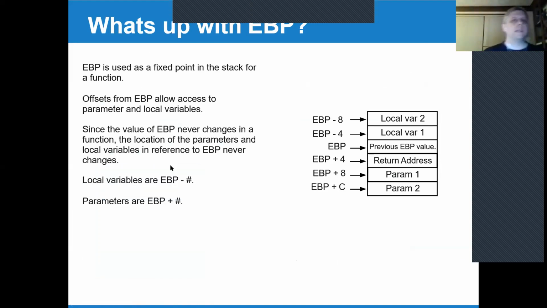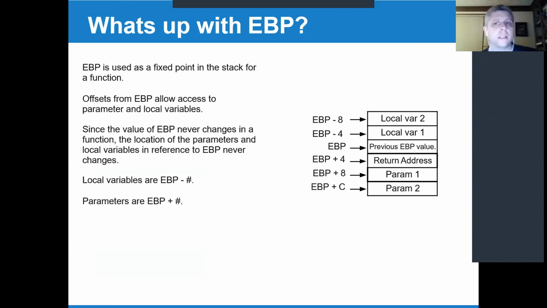The base pointer is used as a fixed point in the stack for a function. So it's going to be pointing to somewhere on the stack. Remember, the ESP, the stack pointer, which points to the top of the stack, is going to be moving up and down constantly. And so when you get into a function, you're actually going to need to know where that previous function ended. Because we're jumping a little bit ahead of ourselves, but when you call a function, one of the last things you do is push the return address onto the stack. So you need to have a fixed location as to where that place is. And that's what EBP is used for.